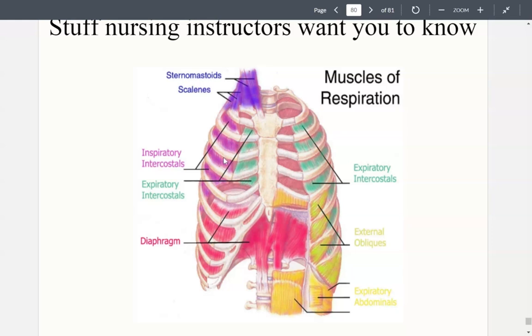Then on the inside of the rib cage, we're going to have our inspiratory intercostal muscles. And on the outside of the rib cage, we're going to have our expiratory intercostals. Moving down to the bottom of the rib cage, we're going to have the diaphragm. And then we're also going to have the external obliques connecting to the rib cage and the rectus abdominis. This is actually what it's pointing to. It says expiratory abdominals, but it's the rectus abdominis.